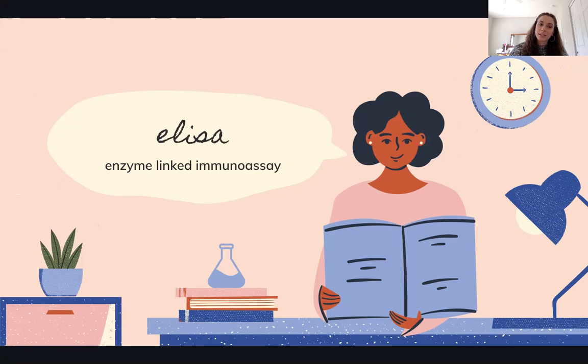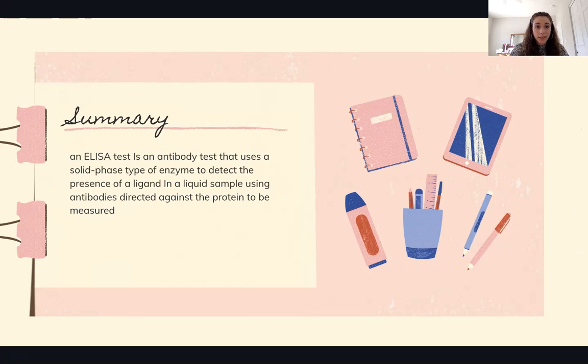So ELISA just stands for the enzyme-linked immunosorbent assay. And in summary, it's an antibody test that uses a solid phase type of enzyme to detect the presence of a ligand in a liquid sample using antibodies directed against the protein to be measured. The types of liquid samples that are used include plasma, serum, cell culture, saliva, and urine, but a lot of other bodily fluids can also be used.